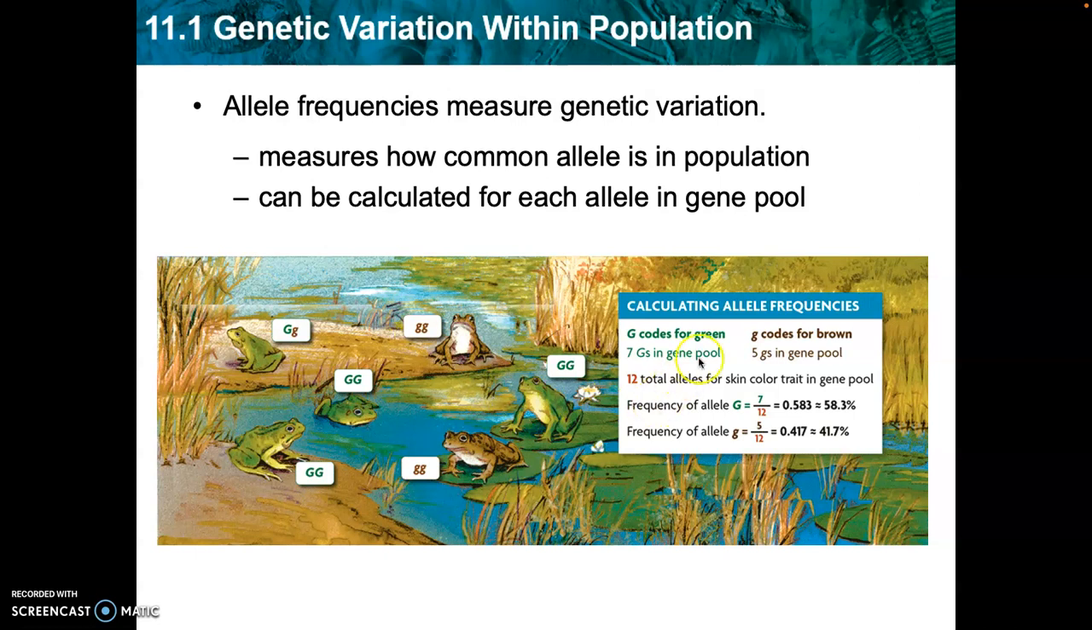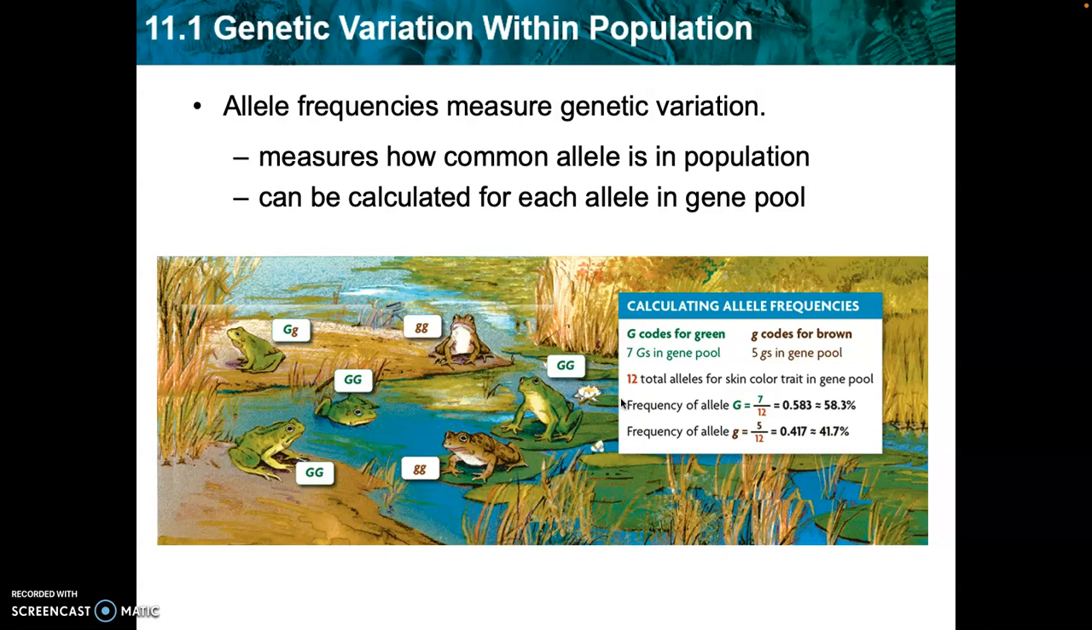So in this population of frogs here, we have capital G, which is the green allele, codes for green color. We have 7 capital Gs in our gene pool. If we look at all of our individuals, it tells us what their genotypes are. We can count up that there are 7 capital Gs. Because we have 6 different frogs and each frog has 2 alleles, we have 12 total alleles in our gene pool. So the frequency of capital G allele is 7 divided by 12, which is about 0.583.